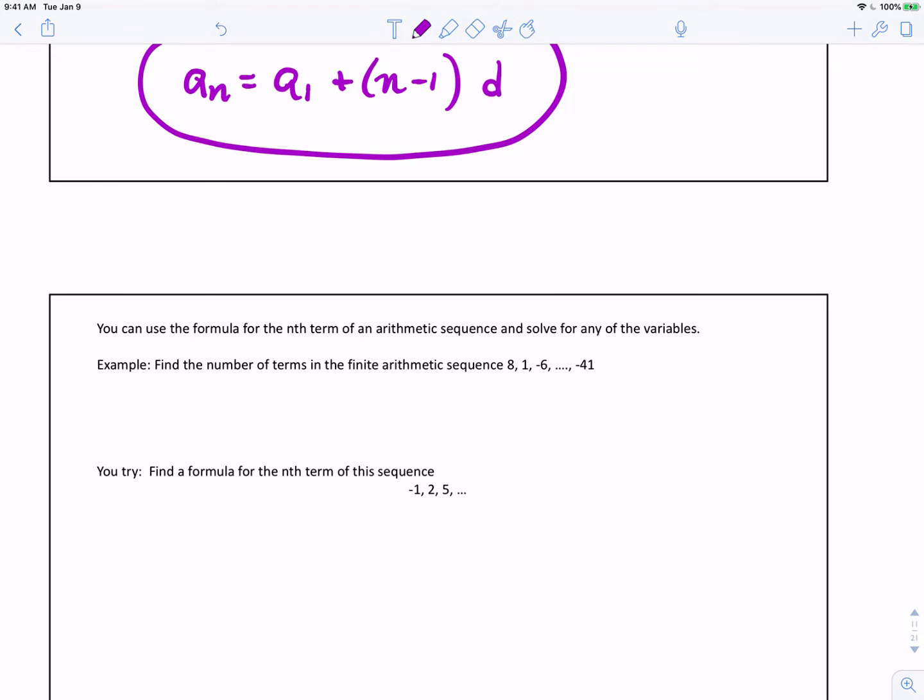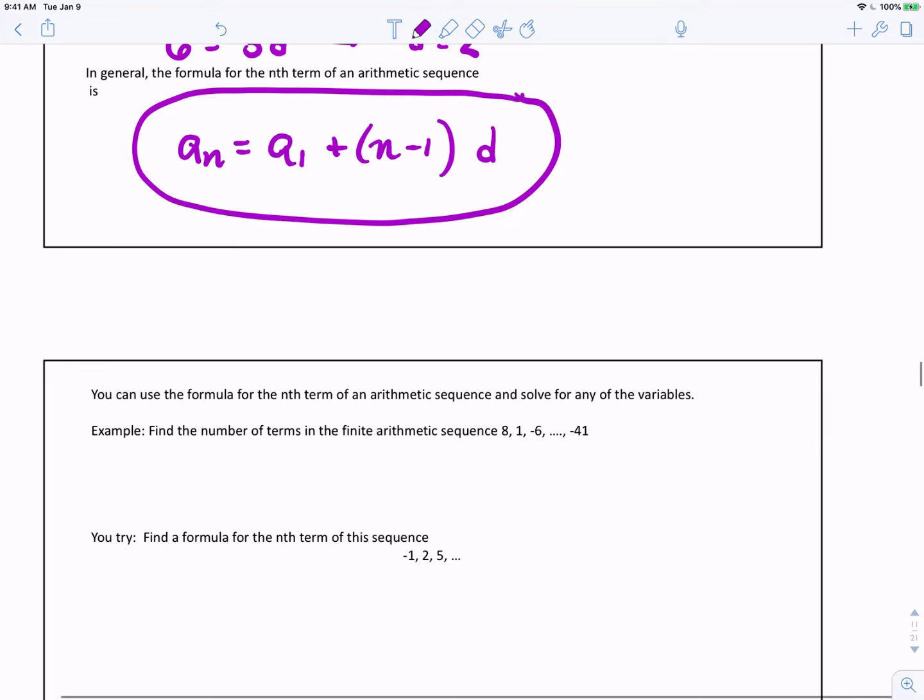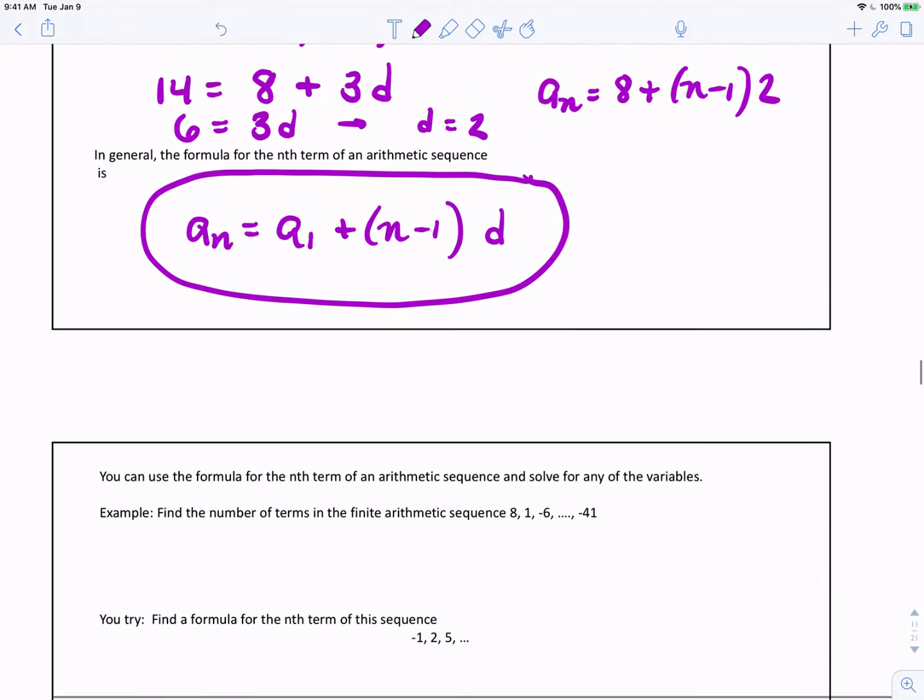You can also use the formula for the nth term and solve for any of the variables. So we just used it to solve for d. This time, we'll use it to solve for n. Find the number of terms in this finite arithmetic sequence. It starts with 8 and goes to negative 41, but we don't know how many terms there are. So we're going to use this formula, but this time we're going to solve for n.